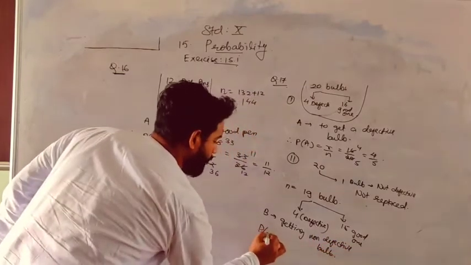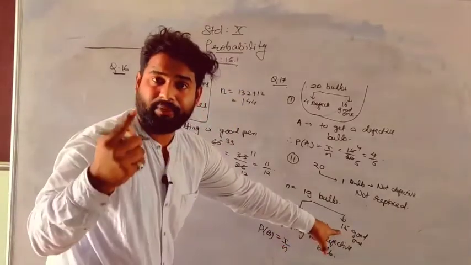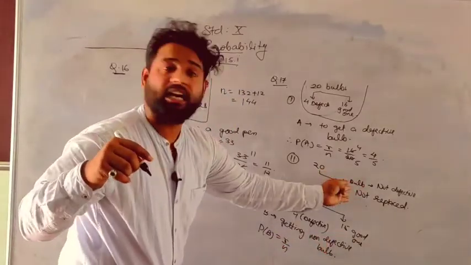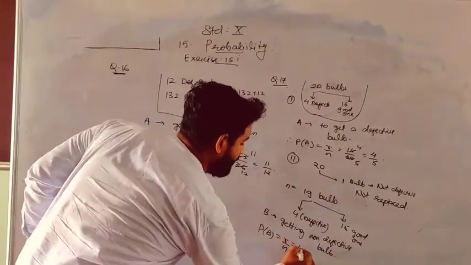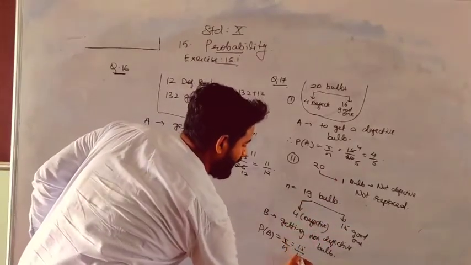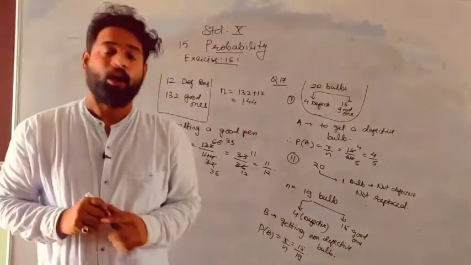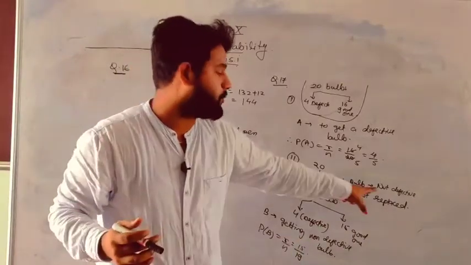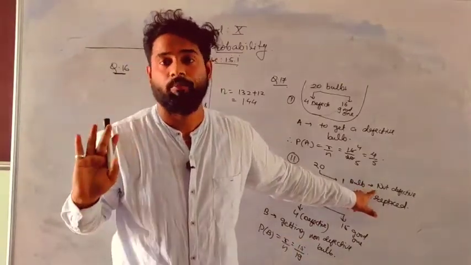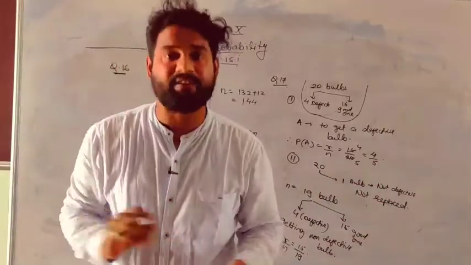So P of B, probability of B is equal to R by N. Now how many non-defective are there after this incident took place? 15. So 15 upon, what is the total? 19. So 15 upon 19 is your answer of getting a non-defective bulb once you have not replaced one non-defective bulb. I hope it is clear, right? So questions number 16 and 17 are done.